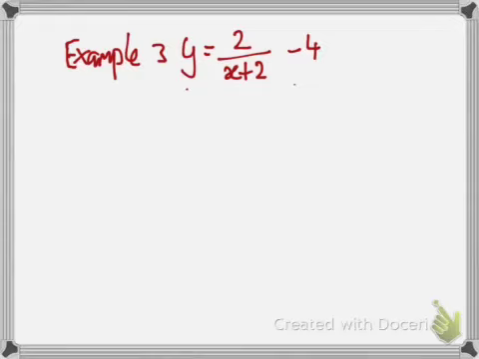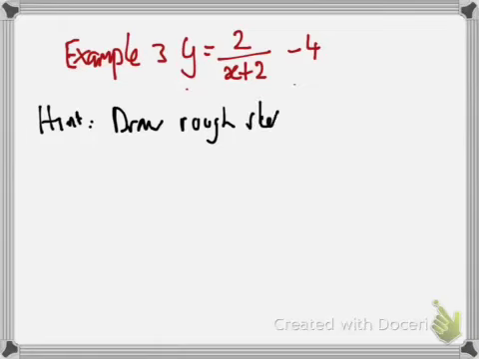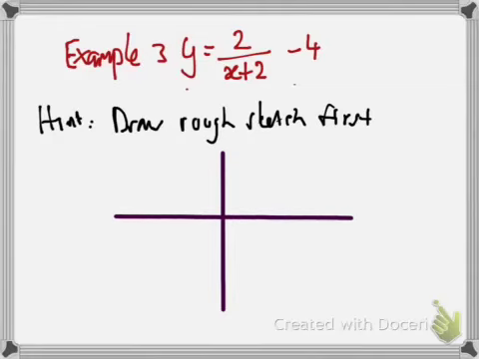Now, hint, I might write this on the recording. Hint, draw a rough sketch first. Okay, because, well, we'll see why. So what I'm going to do first up is just see what this graph's going to look like before I find my intercepts. It's just a rough sketch. See what it's going to look like.